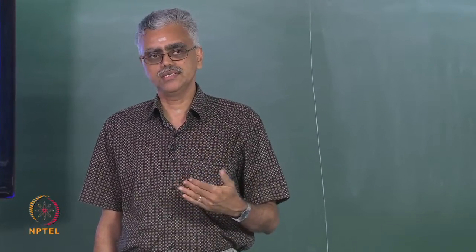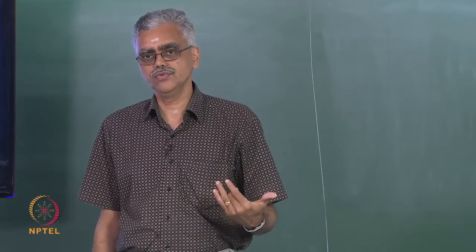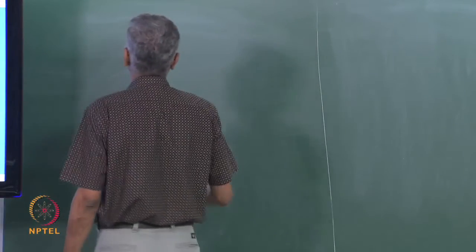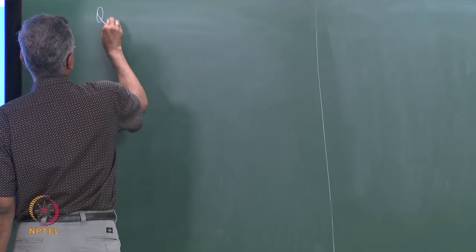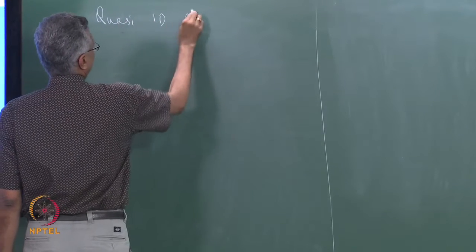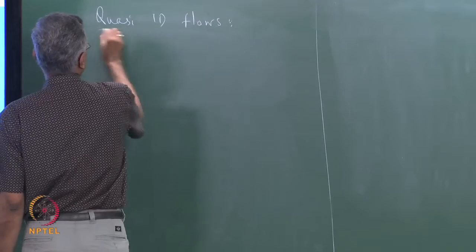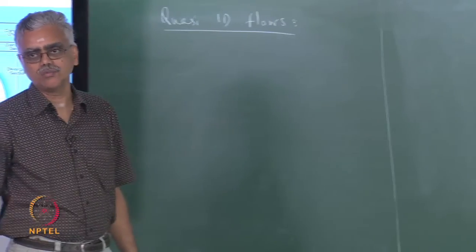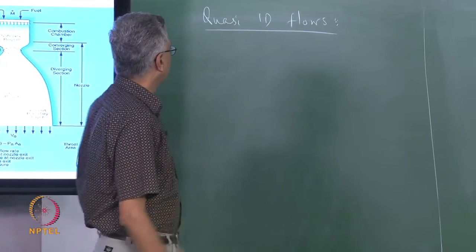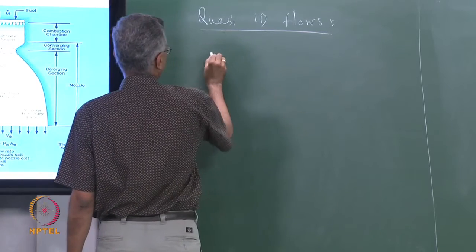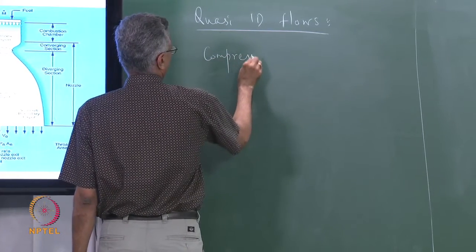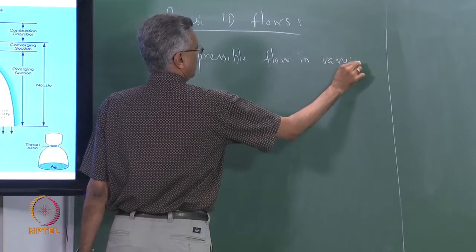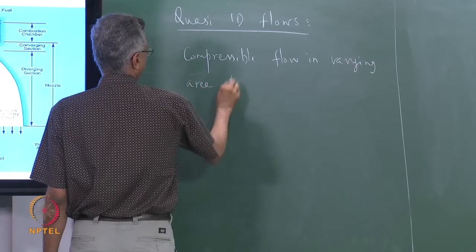What we are going to do next is look at compressible flow through passages of varying cross sectional area. Now, this kind of situation arises in many different practical applications. So, we are now going from one dimensional flow to quasi one dimensional flow. I will explain in a minute why we call this quasi one dimensional flow. So, we will see that, and this type of flow occurs in compressible flow in varying area passages.